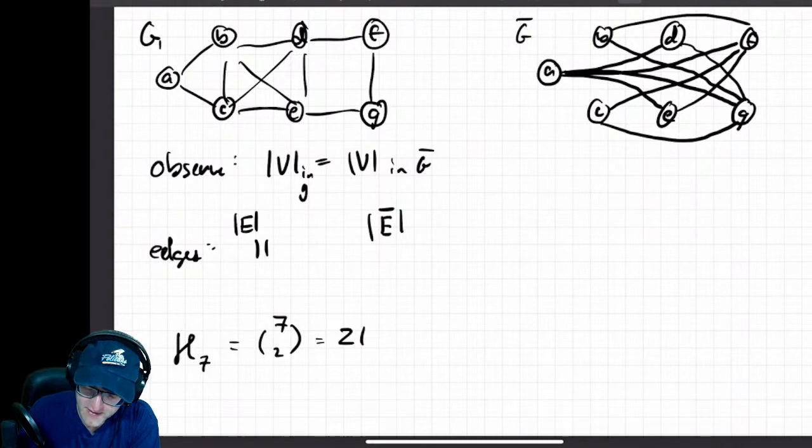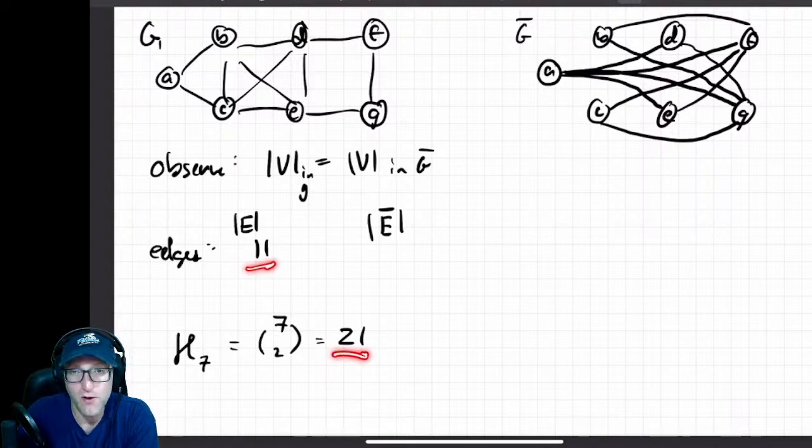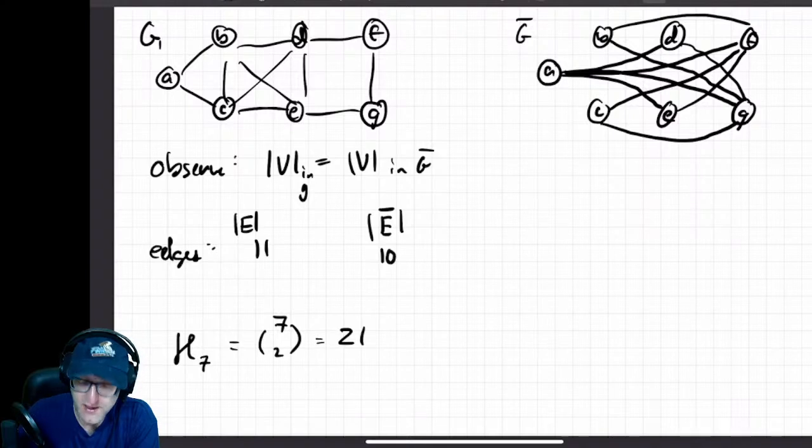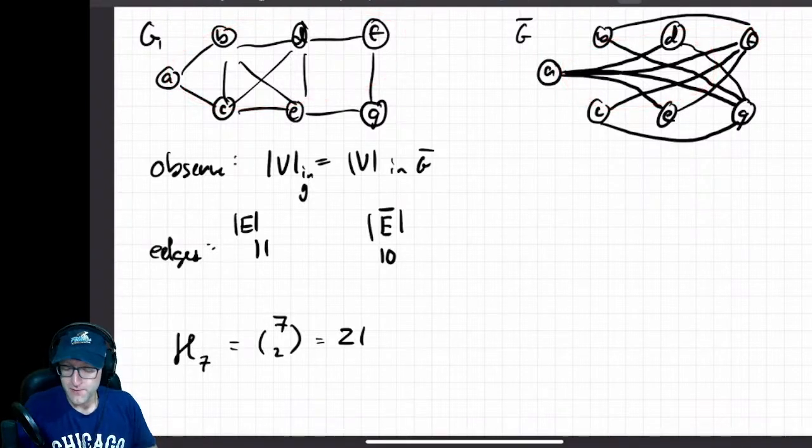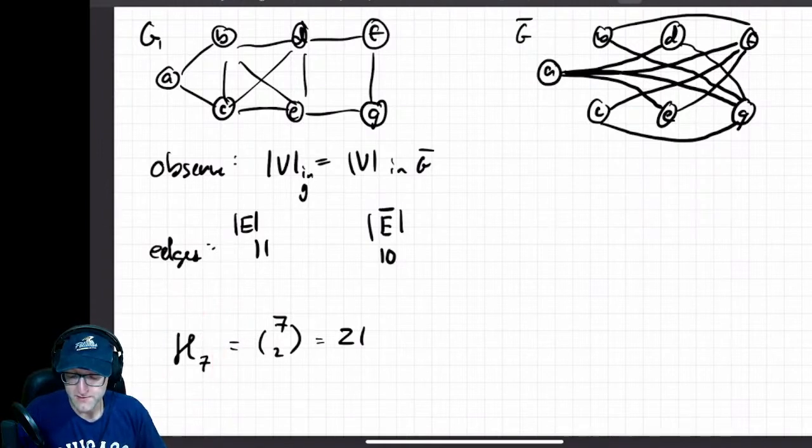So why is that number important? Well, if there are 11 edges in the original graph, and there are potentially 21 edges total, then all I need to do is say that there are 10 edges over here. And you can go ahead and verify that. Because if I take the union of a graph and its complement, then I'm basically producing a complete graph of size 7. Now, why is that important? Because my reduction here is going to exploit that fact.